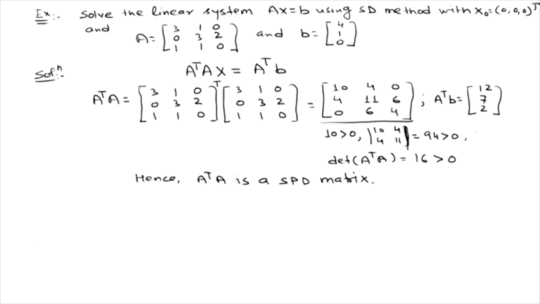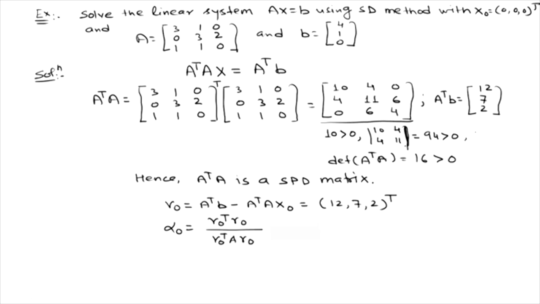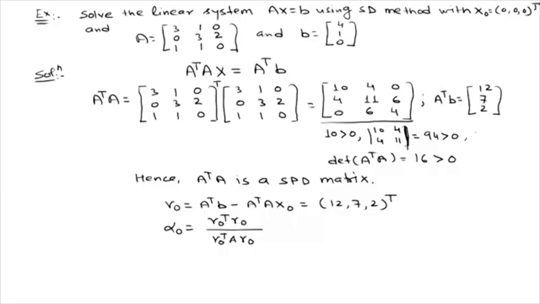So, let us apply here the method. My r 0 will become A transpose b minus A transpose A x 0, which comes out to be [12 7 2] transpose. Now, I calculate my alpha 0, which is r 0 transpose r 0 upon r 0 transpose A r 0. So, it will come out to be a scalar, and in the similar way as we have done in the previous lecture, we can apply the steepest descent method, and the solution of this system will be the solution of the original system.